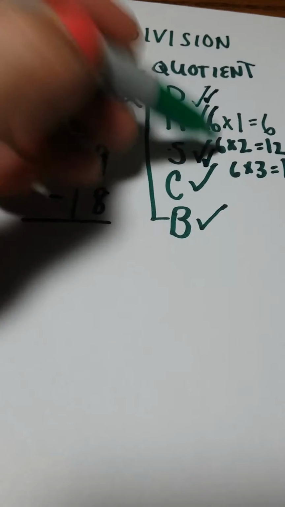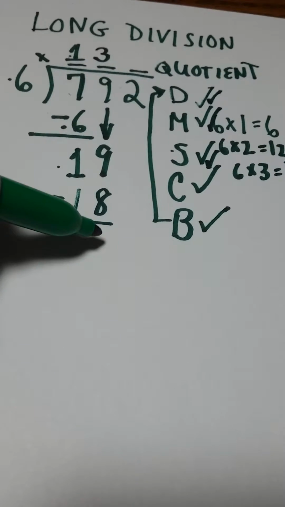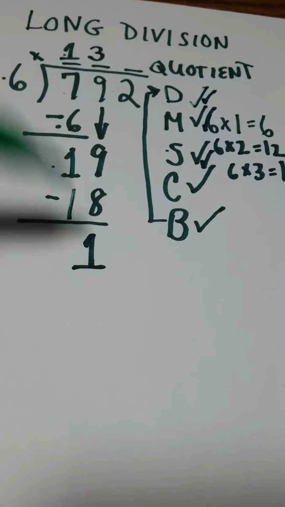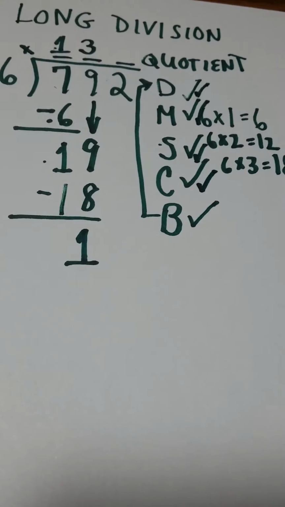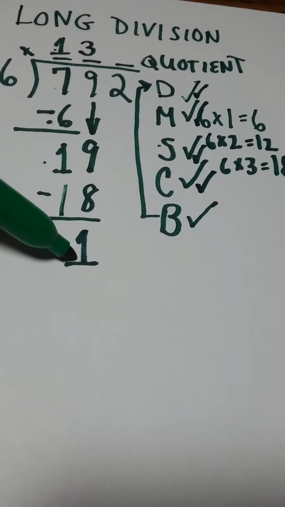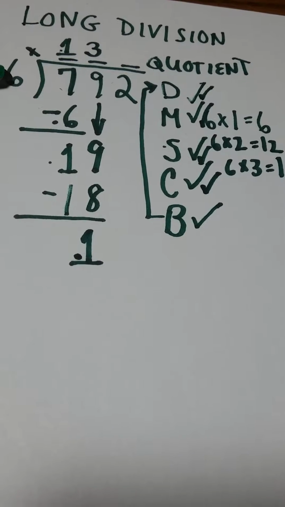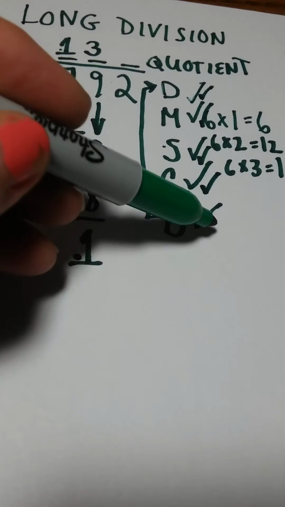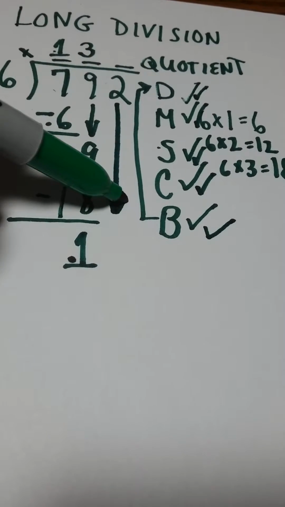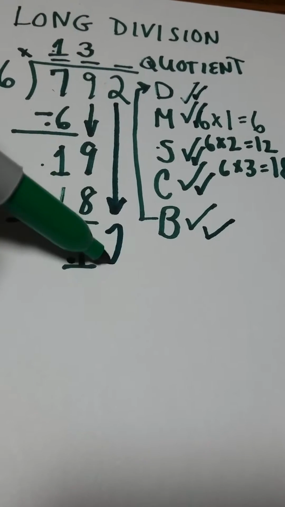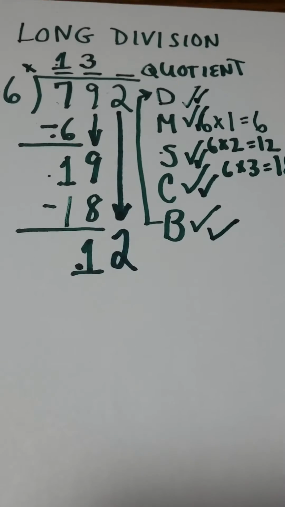Multiplied. Now let's subtract. 19 minus 18 is 1. Trying not to move the page in the camera. And I need to check. What am I checking? To make sure that the 1 is less than the divisor 6. If it is, I can bring down the next number. And the next number is 2. I use an arrow, you can see, to line up my numbers nice and even.